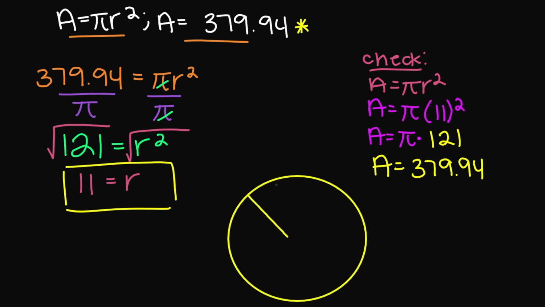And remember, if you have a circle, your radius would be here. So let's say this is your radius here, 11 centimeters long. If you were to measure this side here, this will also be 11 centimeters long, and your diameter would be 22 centimeters.